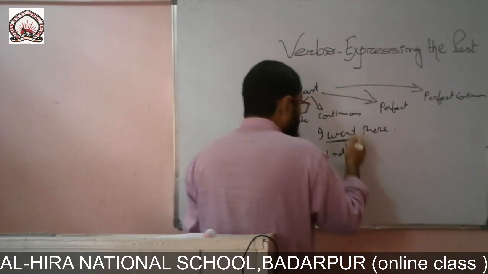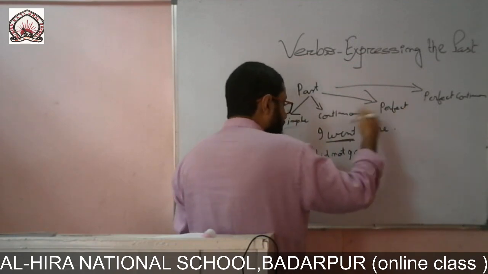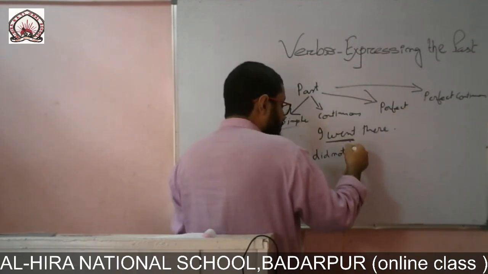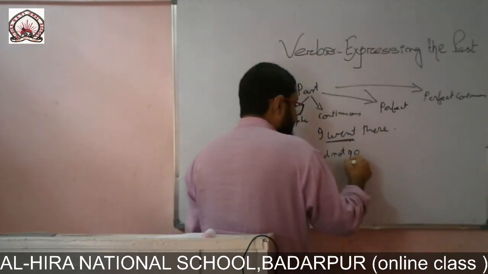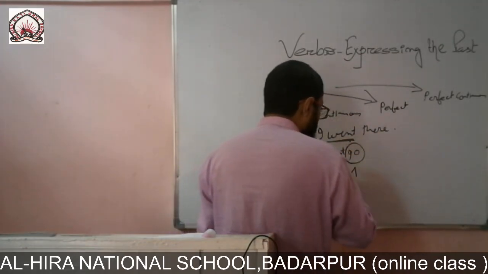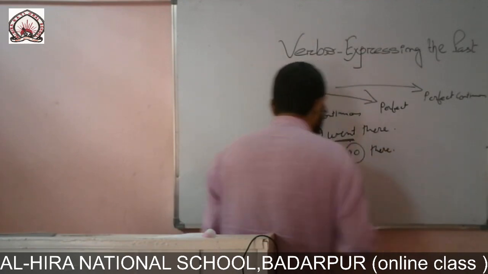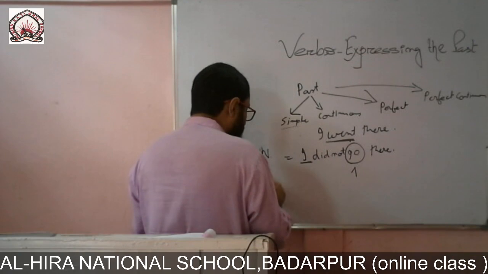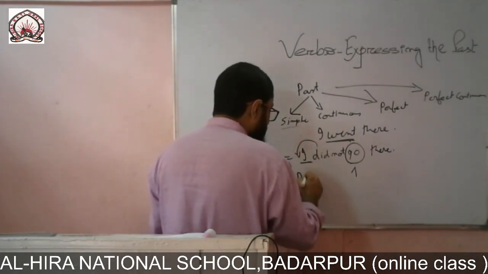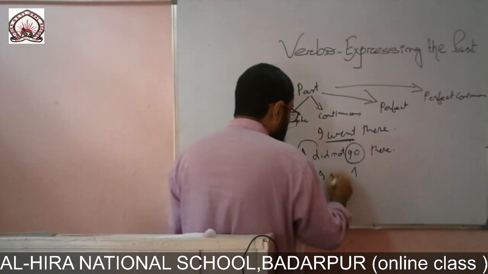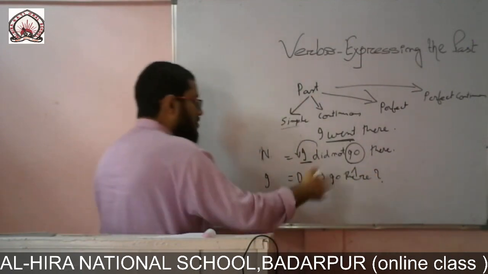I did not. For example, I ate rice is given. If you want to make it negative, then I did not eat rice. The first form should be written. I did not go there. If you want to make it interrogative, just put this did before the subject. Did I go there? Like this we have to write.